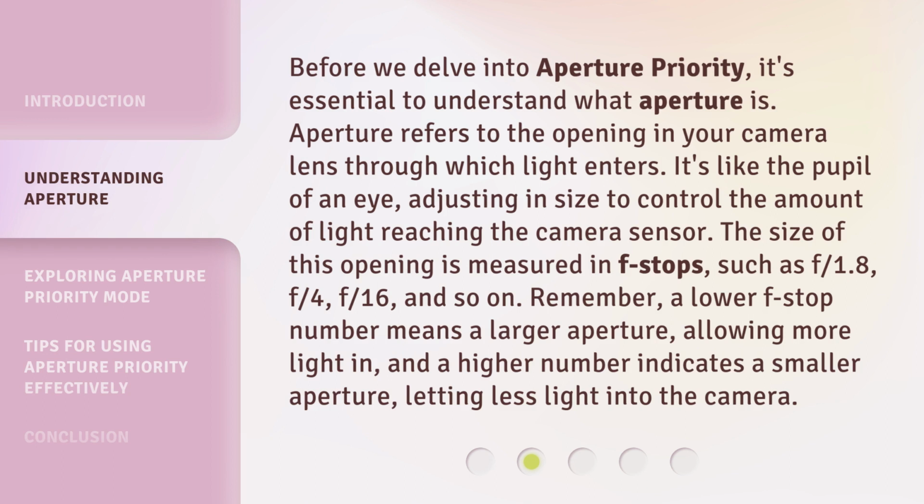Before we delve into Aperture Priority, it's essential to understand what aperture is. Aperture refers to the opening in your camera lens through which light enters. It's like the pupil of an eye, adjusting in size to control the amount of light reaching the camera sensor. The size of this opening is measured in f-stops, such as f1.8, f4, f16, and so on. Remember, a lower f-stop number means a larger aperture, allowing more light in, and a higher number indicates a smaller aperture, letting less light into the camera.